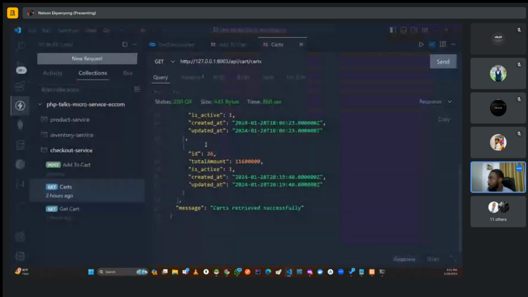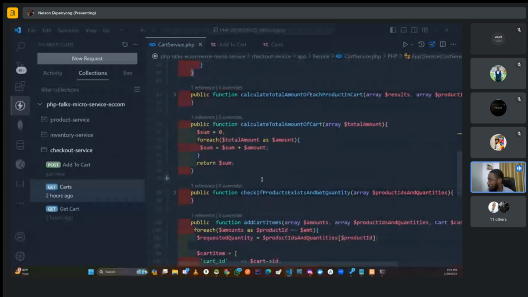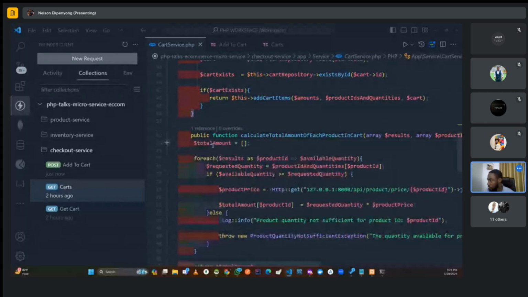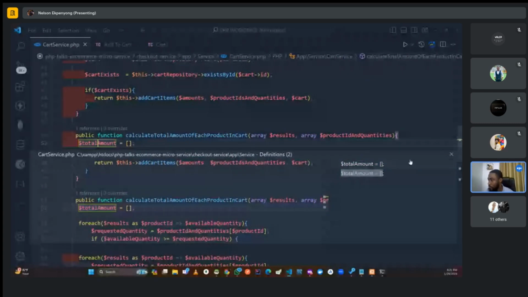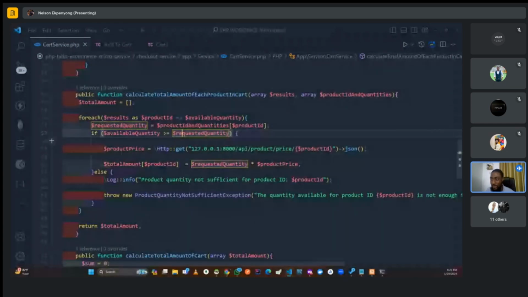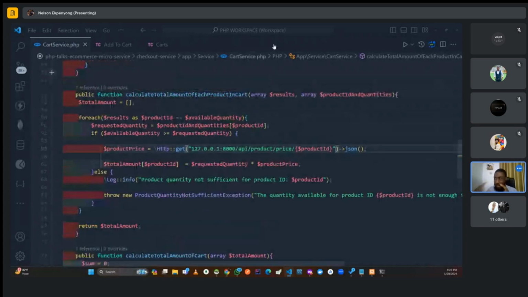So here, cart service, calculate, where is that? Calculate total amount of each product. Here it is. Here. So I get the result. Then for each product ID and available quantity, I'm checking if the quantity is greater than or equal to the requested quantity. I'll make a call to the product service and get the price. You know, this is a loop, right? I have this. I'm adding to cart.